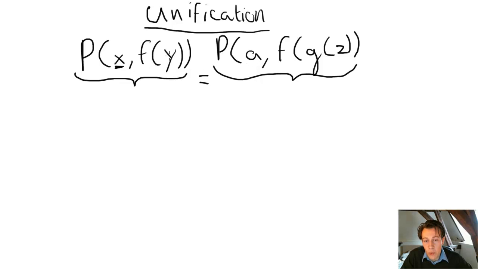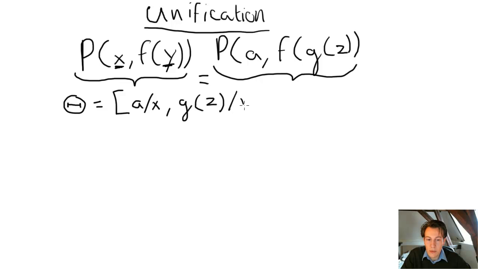Over here you see f(y), and we see f(g(z)) over here. So y is a variable. The function f is not a variable, so we cannot change that, but that's not a problem over here. So we can replace y with g(z). A formal notation for this is theta is, we want to replace x with a and y with g(z). So now this formula will look exactly like this formula.